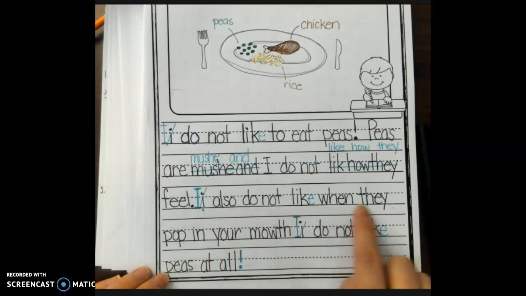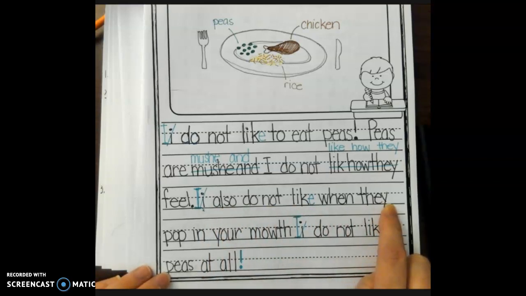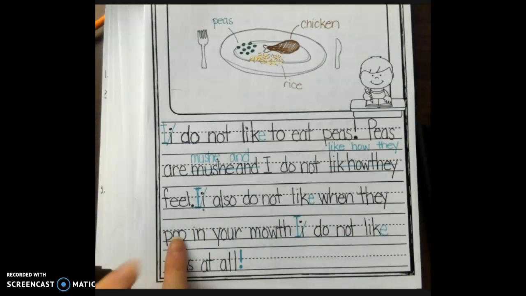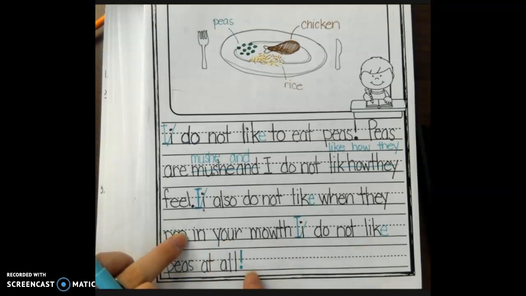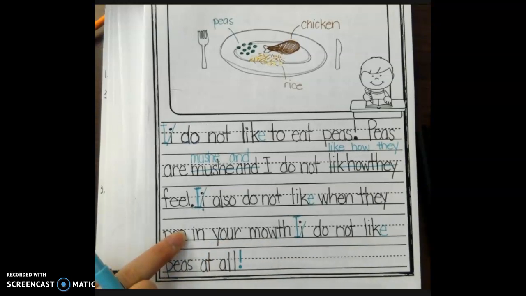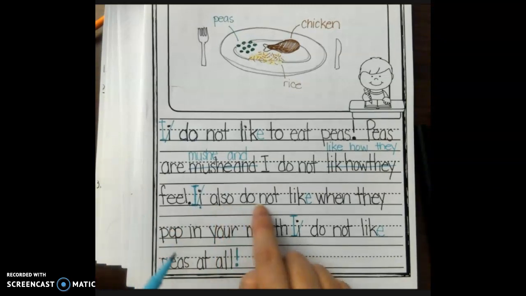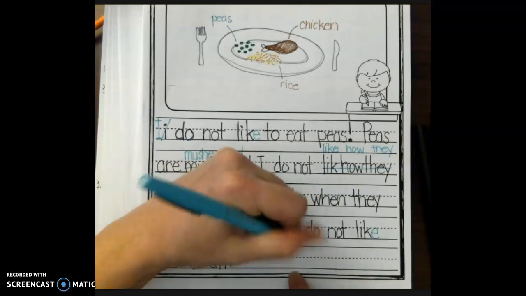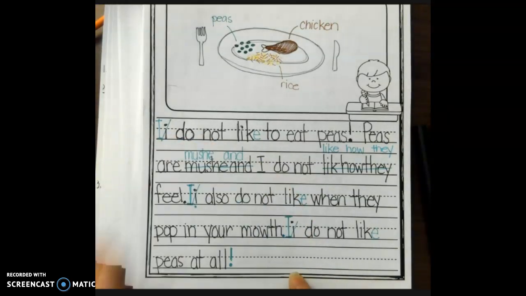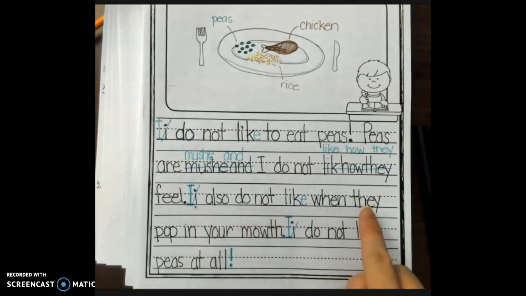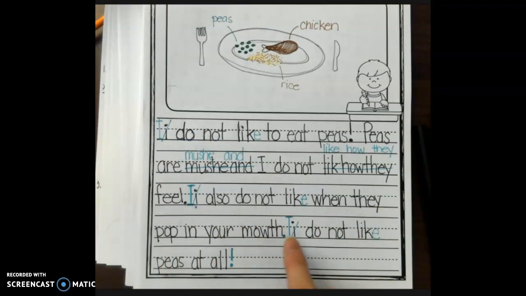I also do not like when they. That doesn't make sense. I also do not like when they pop. Okay, but then in your mouth, I do not like peas at all. That second part wouldn't make sense, so let's try it a different way. I also do not like when they pop in your mouth. I do not like peas at all. I think I found it. I also do not like when they pop in your mouth. I do not like peas at all.